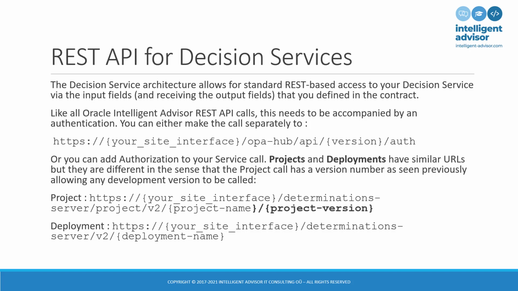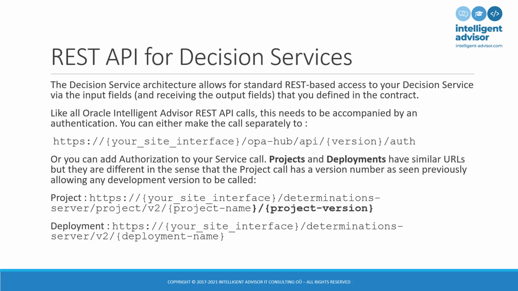Like everything else pretty much in Oracle Intelligent Advisor, all of these calls to a decision service will require authentication. So you can either make the call individually or separately to the API/version/auth, or you can add authorization to your service call when you're using Postman, for example, or indeed any other tool for that matter.